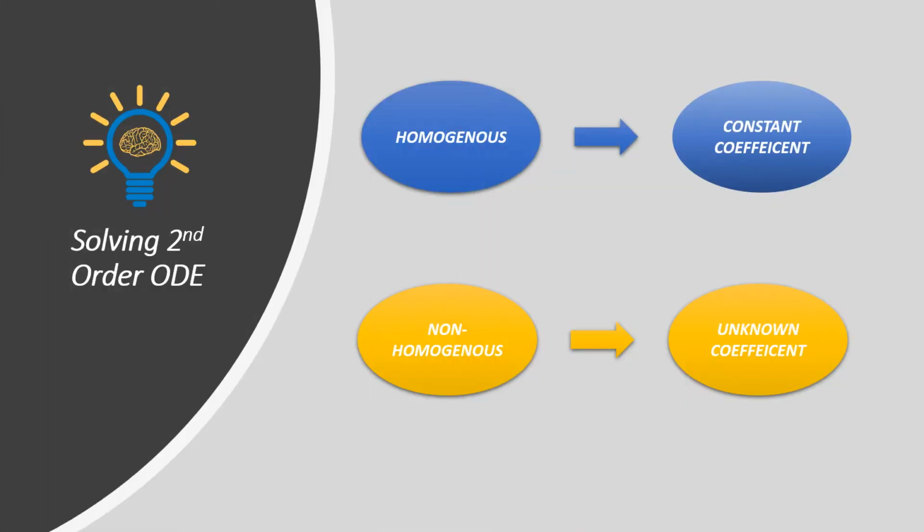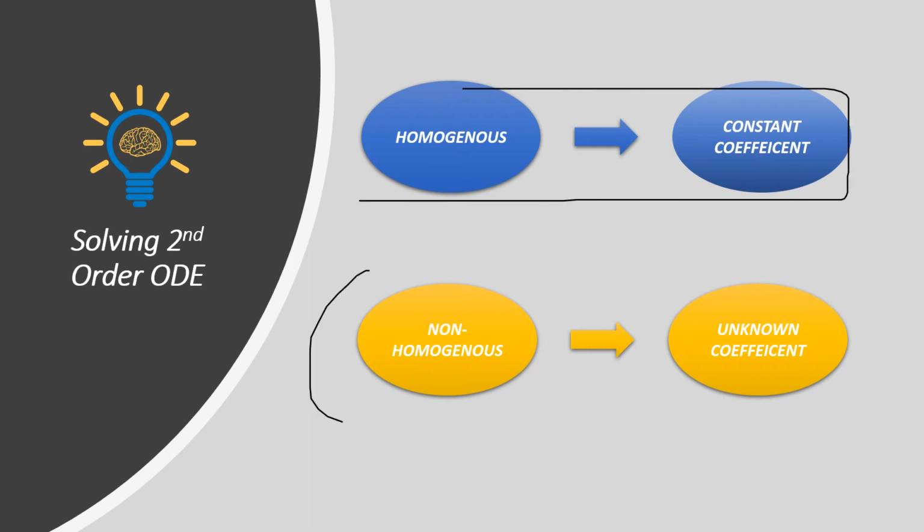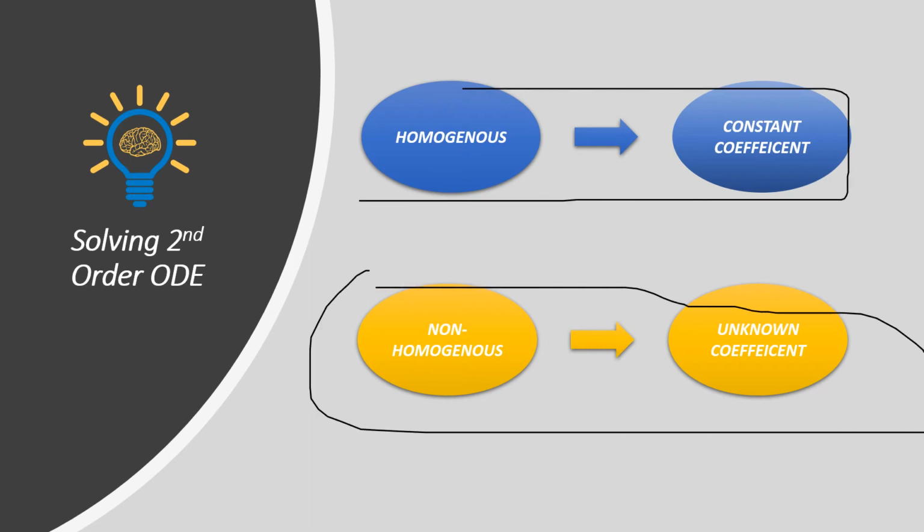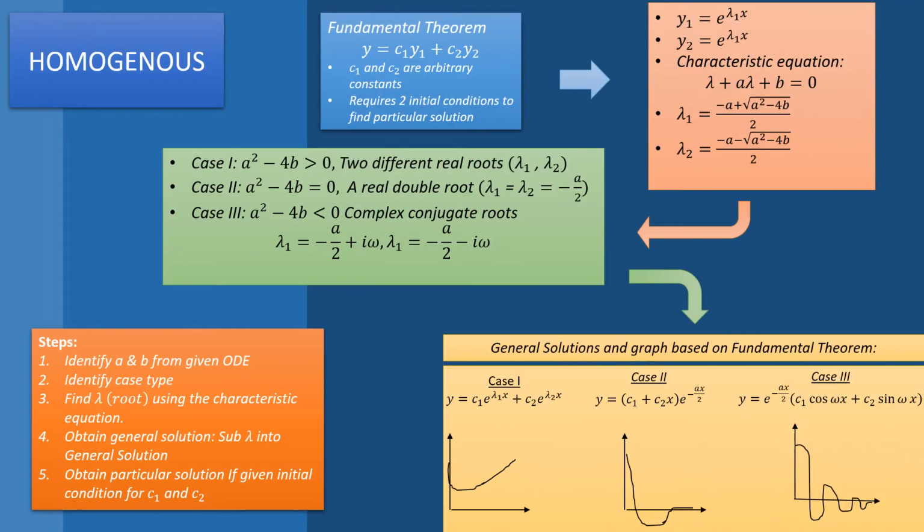So for solving second order ODE, we have homogeneous with constant coefficients and non-homogeneous with unknown coefficients. And here's how you would solve a homogeneous second order ODE with constant coefficients. So the steps are written over here.